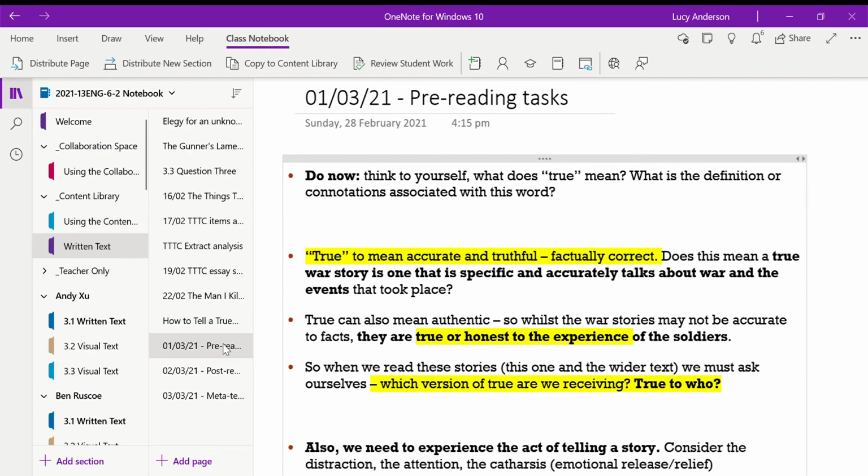So the thing that I want you to think about is the title of the text, How to Tell a True War Story. I want you to think about the different interpretations of the meaning of the word true. True can mean accurate and truthful and factually correct. When we think about that with regards to a war story, we're asking ourselves, does that mean that it is only accurate about what actually took place in that war story? And who decides whether it's accurate?